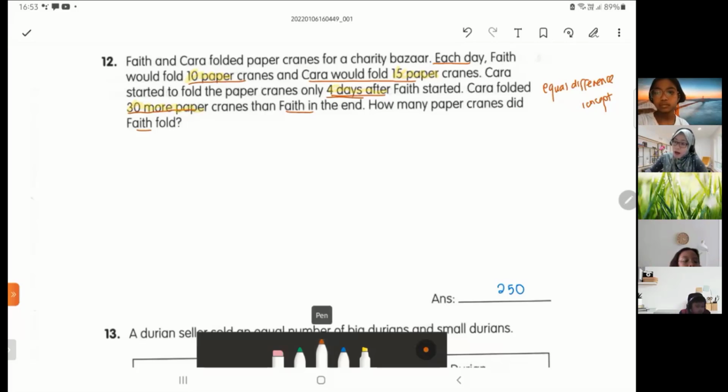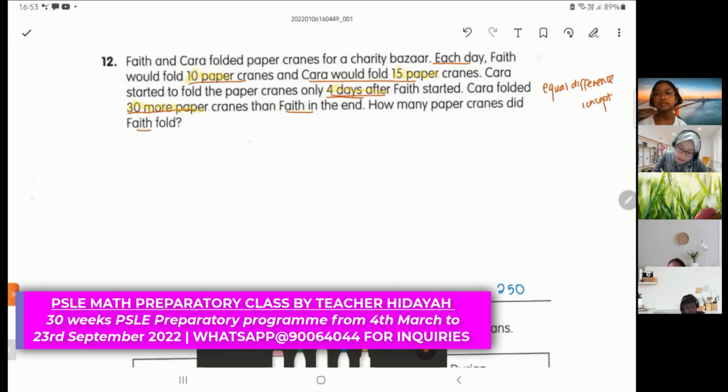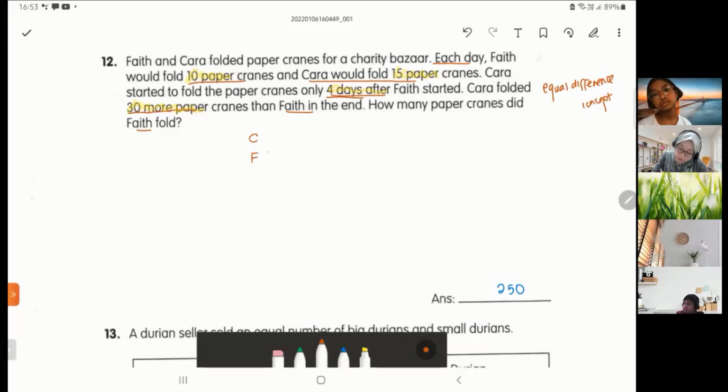So can we find out the number of paper cranes Faith folded in the 4 days? If I want to draw my model, Kara and Faith. Faith started first, right? So day 1, day 2, day 3, day 4. At day 4, after day 4, then Kara started. This is not a model, just a diagram to show you. Kara started after day 4, meaning at day 5. This is day 5, day 6, day 7. So that's where Kara started.